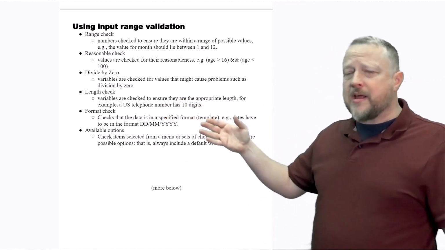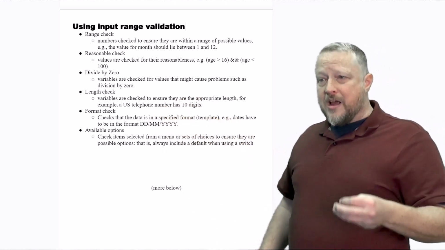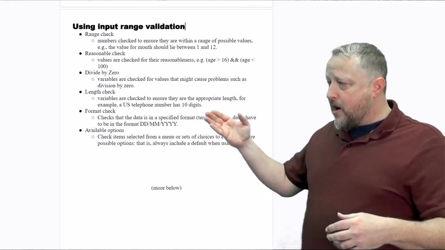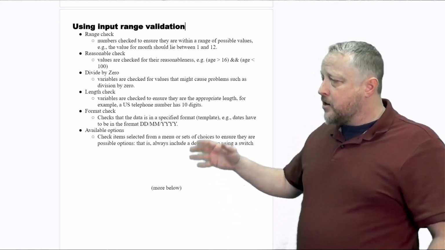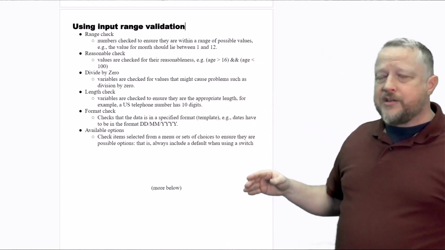Length check. We talked about this a couple of times. U.S. telephone numbers being 10 digits, U.S. Social Security numbers being 9 digits. These are all items that we can just frankly use the length function on strings to check. So again, I want you to notice that all of these are relatively easy to figure out.